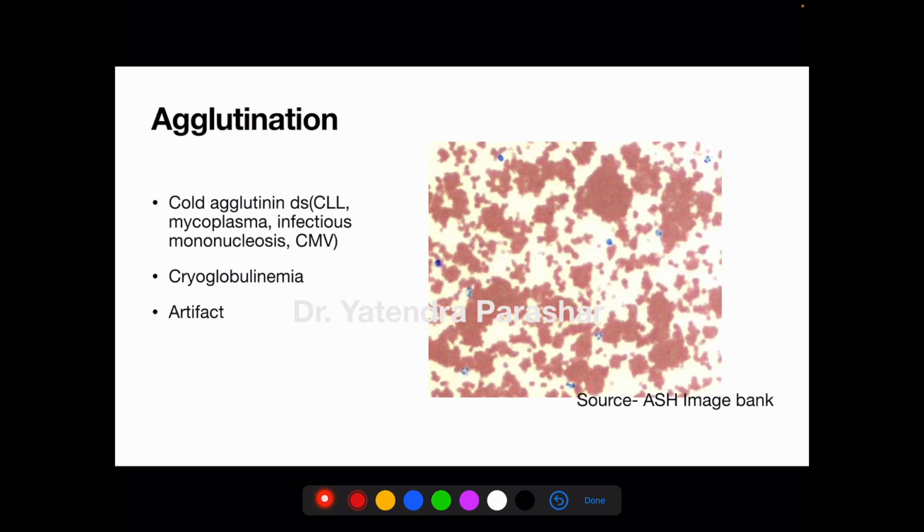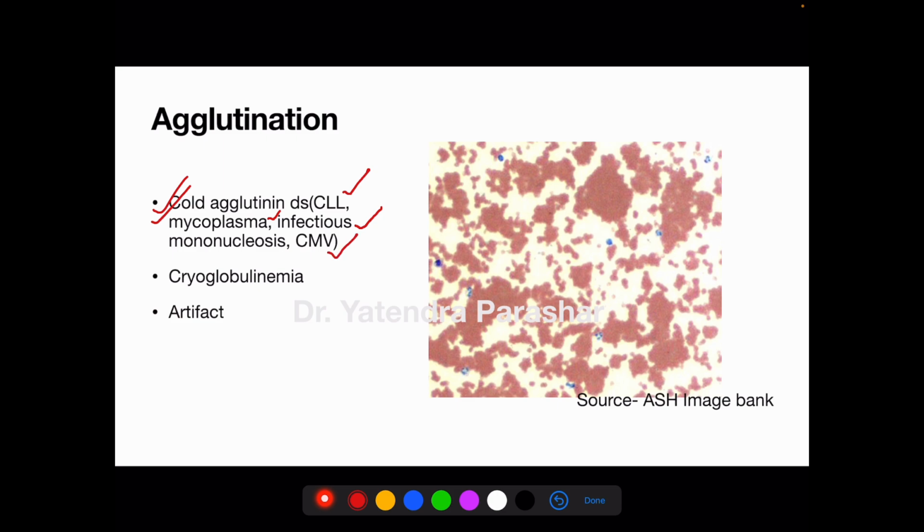Now, another thing which we can see in the red cells is the agglutination. Agglutination is the clumping of the red blood cells, which is seen commonly in cold agglutinin disease. Cold agglutinin disease is seen in lymphoid malignancies like chronic lymphocytic leukemia, and infections like mycoplasma infection, EBV infection, which causes infectious mononucleosis, and cytomegalovirus infection.